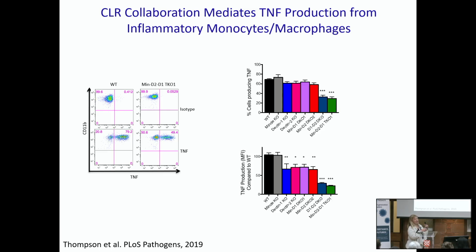Although with the recognition, it seemed that all three receptors were involved. With this, it seems there's really just Dectin-1 and Dectin-2 involved in the cytokine production.